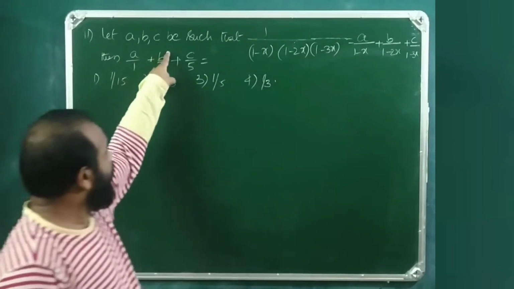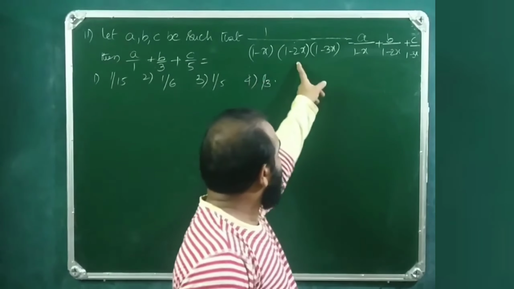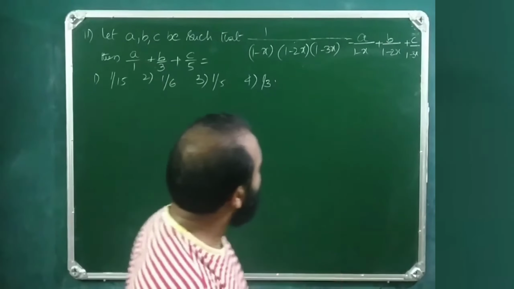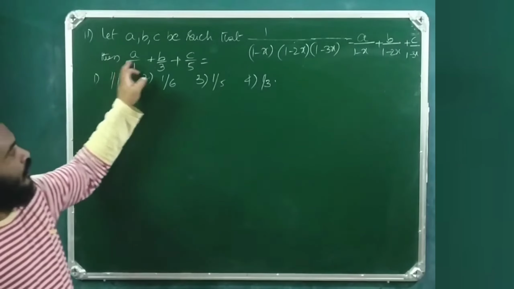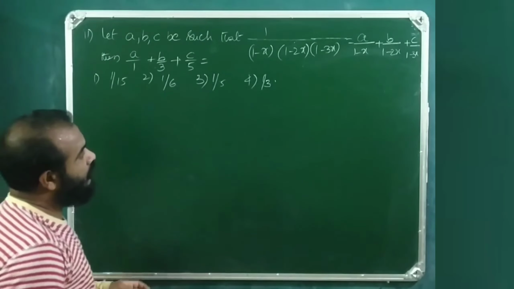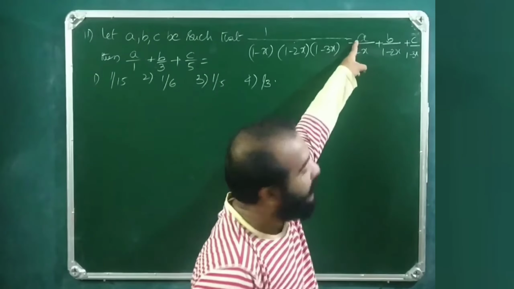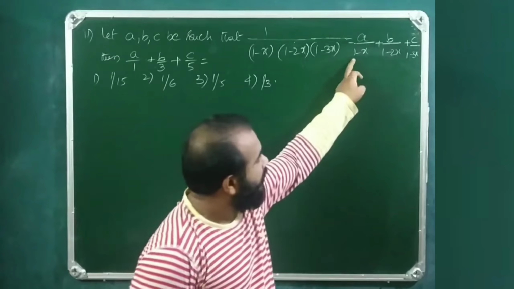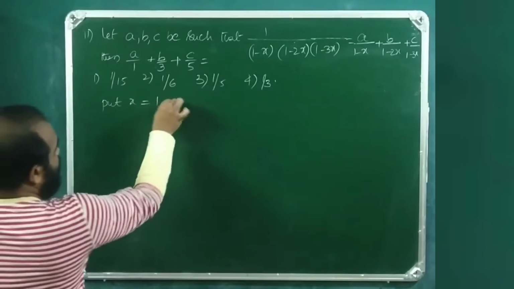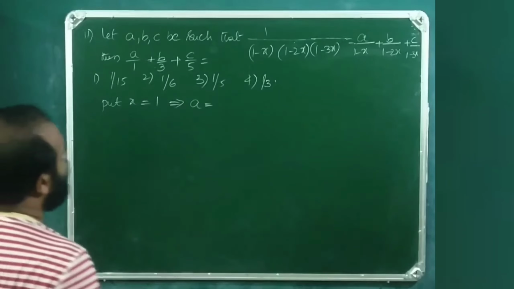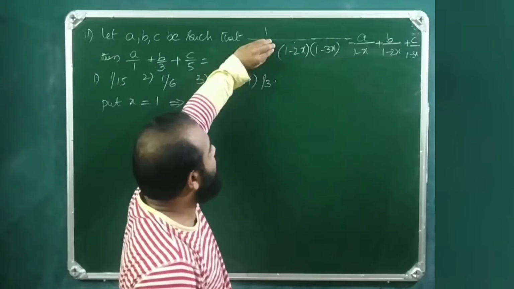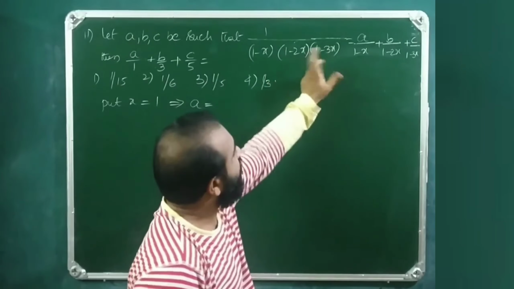Let a, b, c be such that 1 by (1 minus x)(1 minus 2x)(1 minus 3x) equals a by (1 minus x) plus b by (1 minus 2x) plus c by (1 minus 3x). Then a by 1 plus b by 3 plus c by 5 equals how much? So, as usual, to get the value of small a, equate 1 minus x to 0, x equals 1. So put x equal to 1. So a is equal to, covering this 1 minus x in the LHS, substitute 1 here.